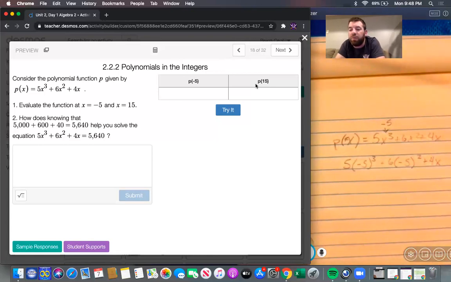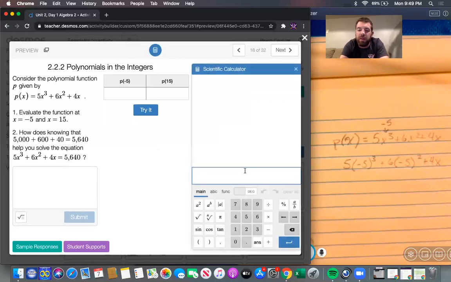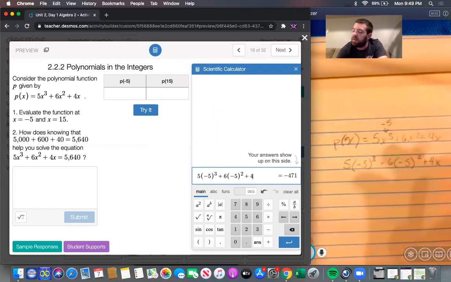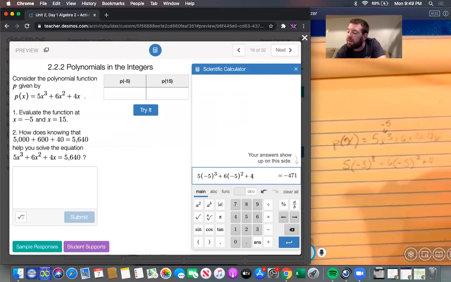Because again, if you don't do that with your negatives, you'll get the wrong answer. Okay, you'll get the wrong answer. So let's use our calculator, and we're just going to plug it in like I have it listed right over here. So 5 parentheses -5, cubed, plus 6 -5 squared plus 4x. Oh, I didn't put this x here, I'm sorry, I should have caught that. That's a -5 as well.